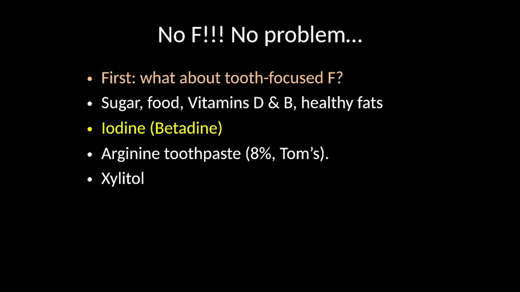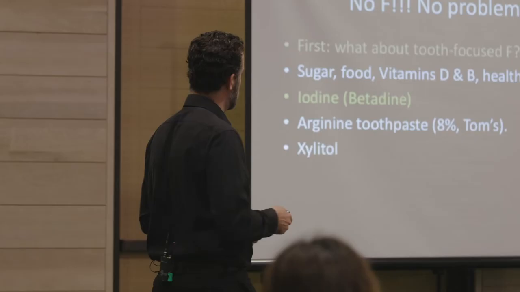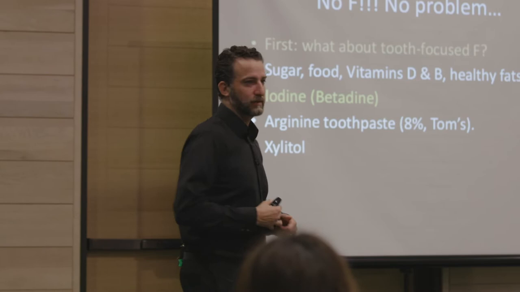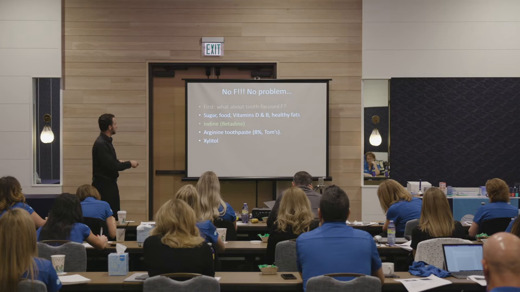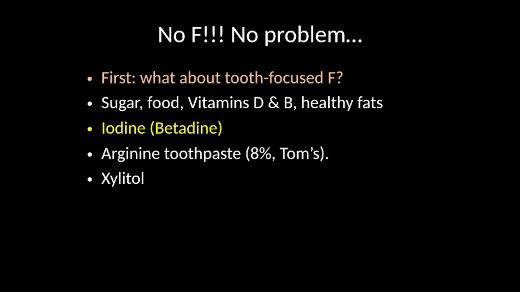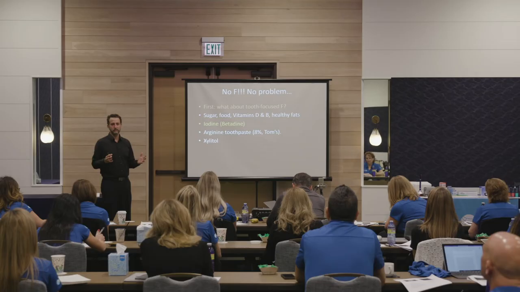Then, sugars, the diet. What causes cavities? Sugar, processed carbohydrates, and what about getting healthy vitamin D's and B's? I didn't show the vitamin B stuff, but there's really good evidence on vitamin B6 and healthy fats. Iodine can be used on its own. Two of those studies didn't use fluoride varnish at all. They just used iodine 6 times a year. Arginine toothpaste, there is an arginine that's out there that doesn't have fluoride, and that should have an effect, about that 17%. And xylitol. So this is, I think, the parts list for the non-fluoride folks.